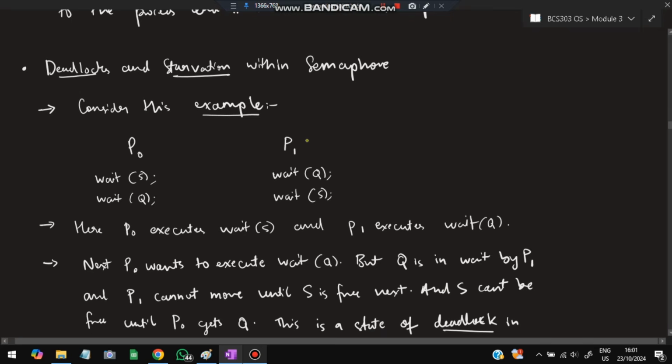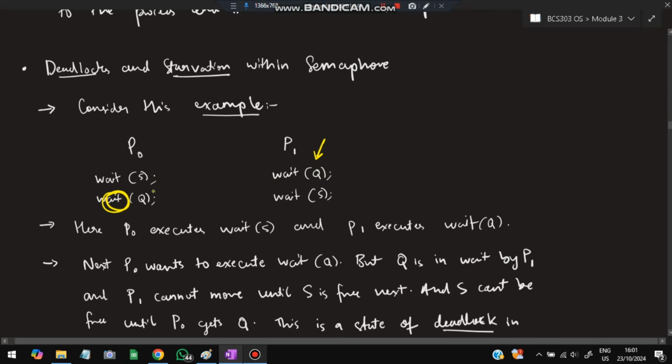So let's understand the deadlock within semaphore using an example. There is a process P0, there is a process P1, and P0 is waiting for S first. It has called wait S, and P1 has called wait Q. So P0 is waiting for S, and P1 is waiting for Q. Next, after this, P0 will go and call wait Q. Since P1 is holding Q, this will not be given to P0, right? P1 is already using Q, so P1 will not be given up Q.